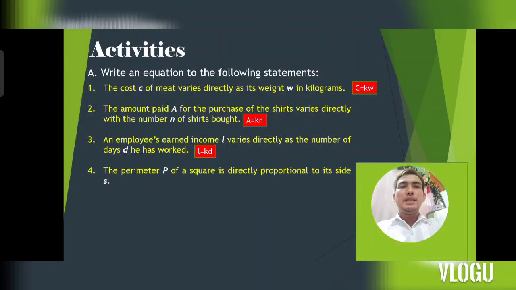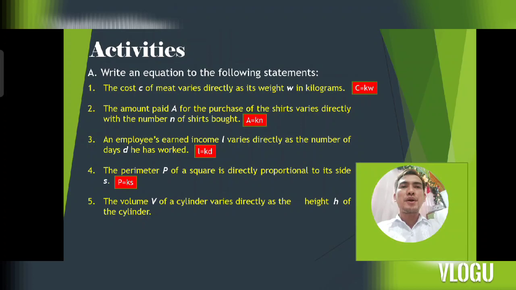Number 4. The perimeter P of a square is directly proportional to its side S. Go! The correct answer is P is equal to KS. That's good. Number 5. The volume V of a cylinder varies directly as the height h of the cylinder. Go! And the correct answer is V is equal to KH.